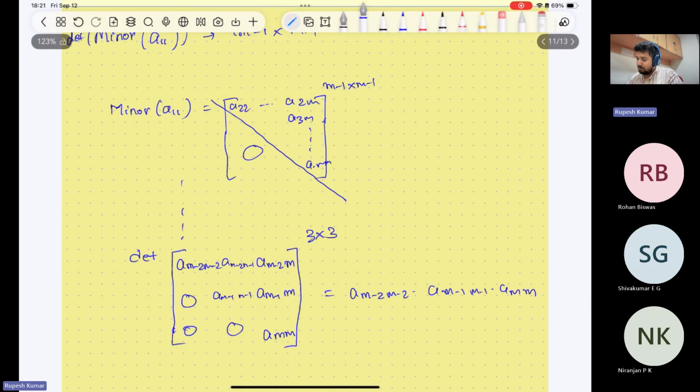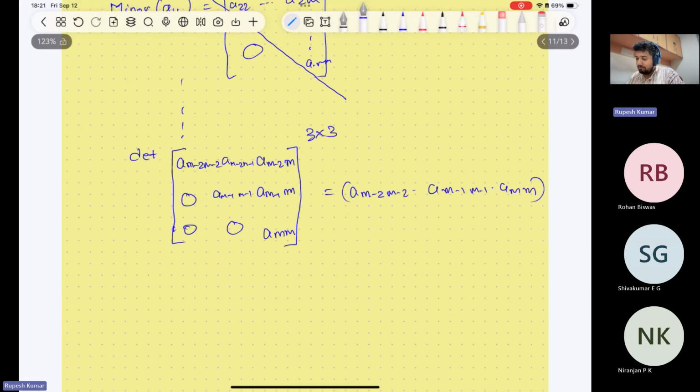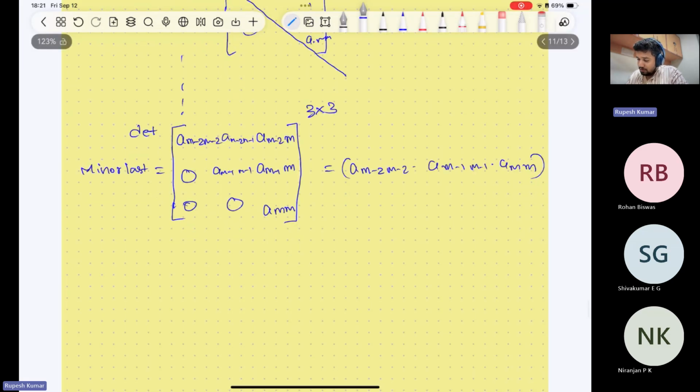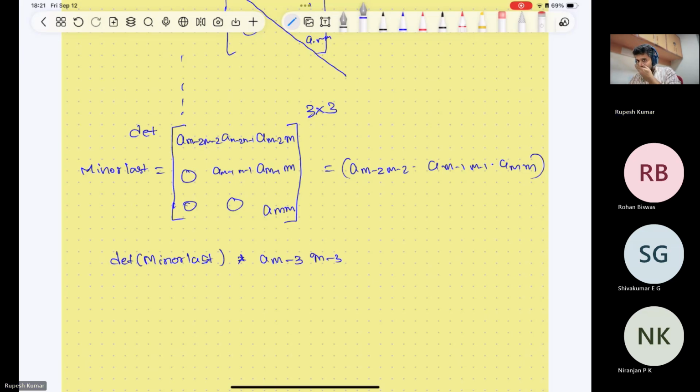Now what you have to do, you have to multiply this thing with the matrix element that is along the diagonal. So basically the determinant, the component from here will be this component, right? So let's call this matrix minor last. So this is the last minor matrix. So basically this determinant will be multiplied with determinant of minor last, right? Multiply it with AM minus 3, M minus 3, right? And then you will see that this will be multiplied by AM minus 2, M minus 2, AM minus 1, M minus 1. So this will eventually go up to A11.